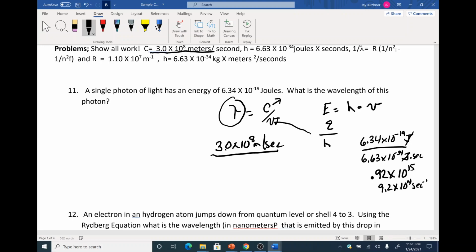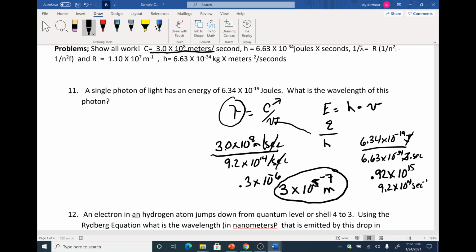I'll divide that by my frequency, which is 9.2 times 10 to the 14th per second. These cancel out, and I get about 0.3-ish times 10 to the 6th, otherwise known as 3 times 10 to the 5th. I'm sorry, that's 10 to the negative 6, my bad, to the negative 7th meters. In this one it doesn't say you have to convert it to nanometers.